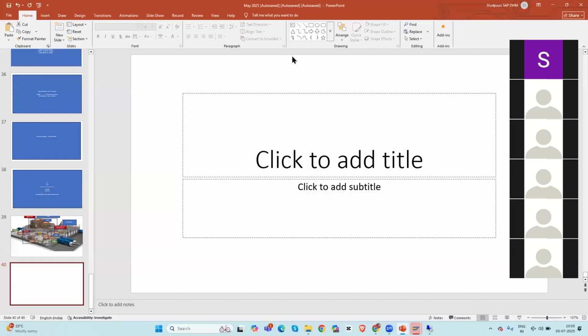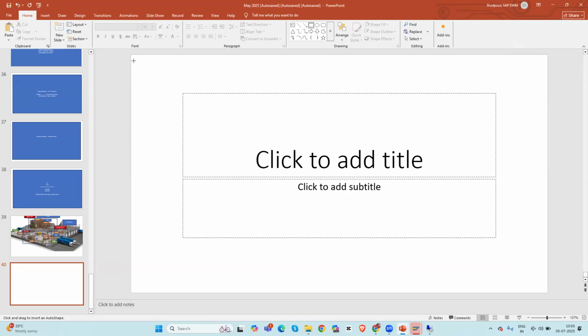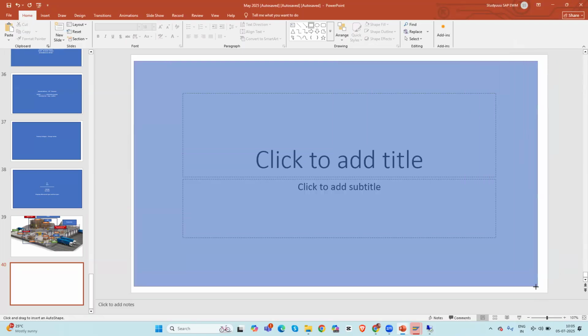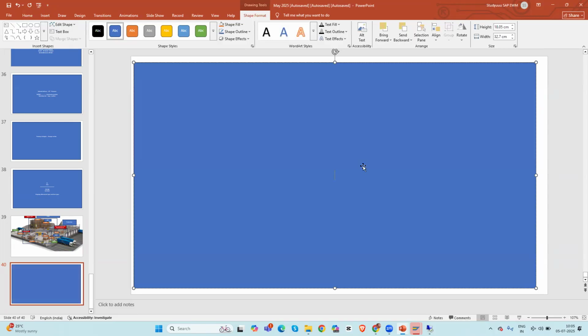So today's class will be starting the put away strategies at the storage bin level. We'll be discussing the controls. We don't have specific bin strategies, but still we can control the bin.